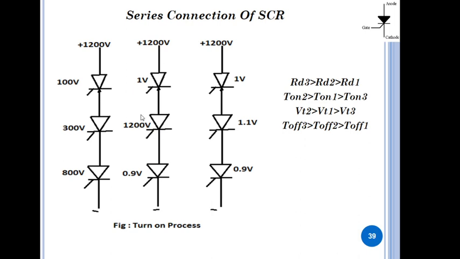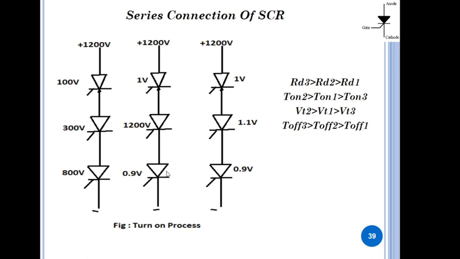This SCR does not come into the on state because the voltage across it is maximum. Getting? So we studied the first stage, that is the forward blocking stage, in which we just apply the forward voltage across the string.